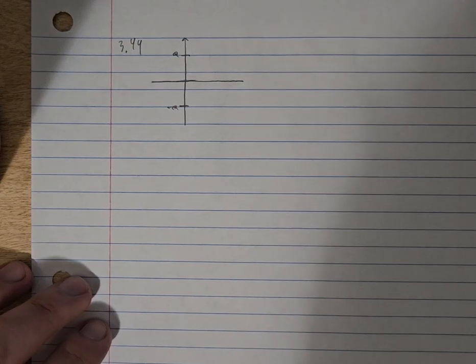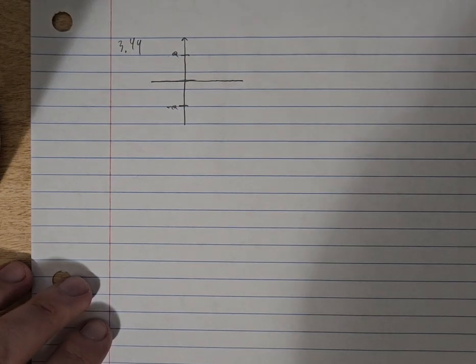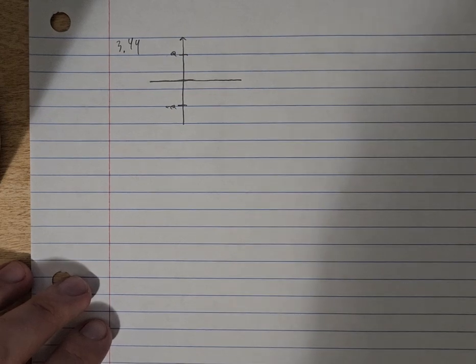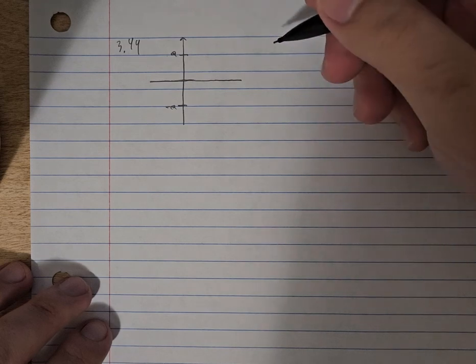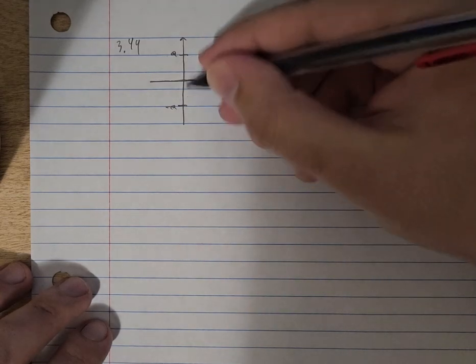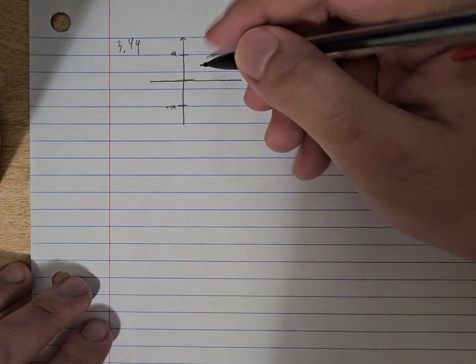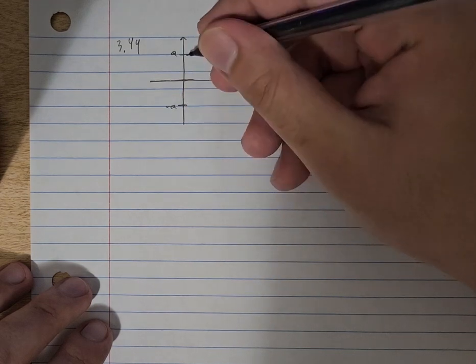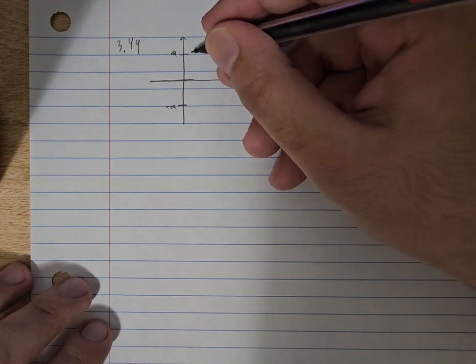Hello everyone, I will be doing problem 3.44 today. Now in problem 3.44 we have a charge plus Q that is distributed uniformly along the z-axis going from negative a to positive a.